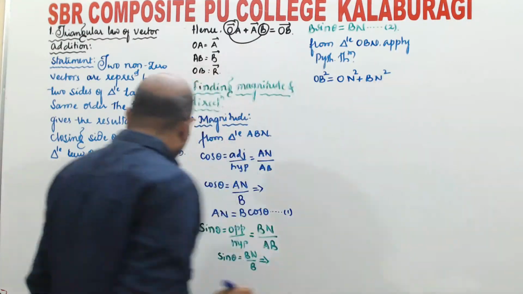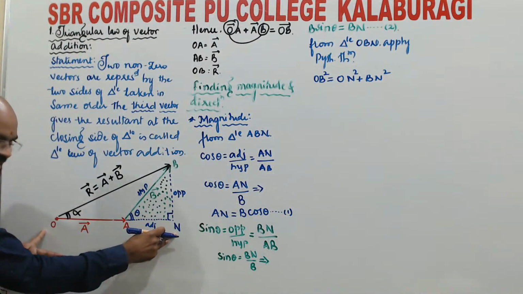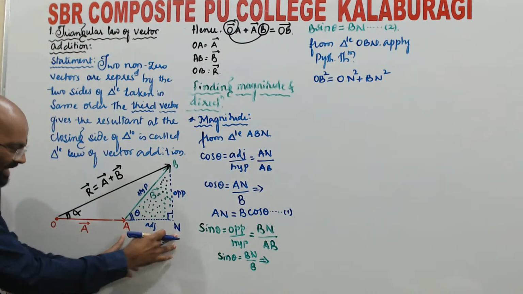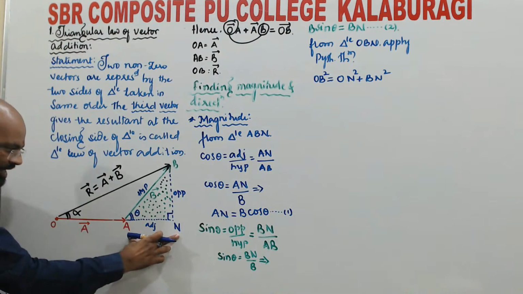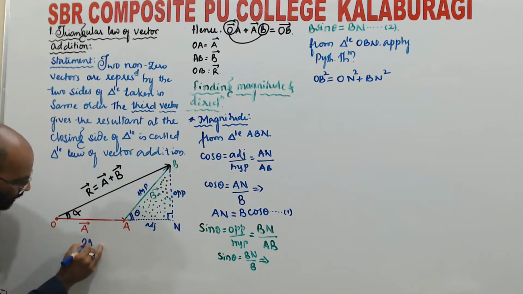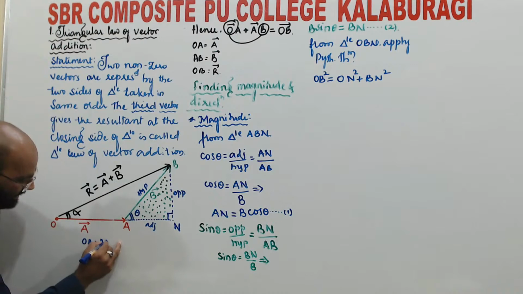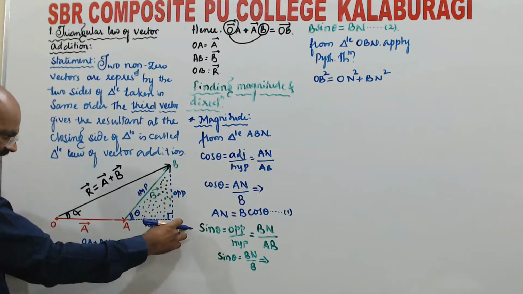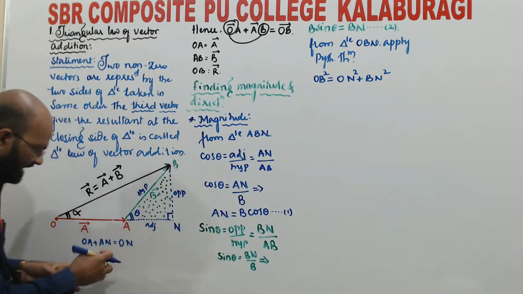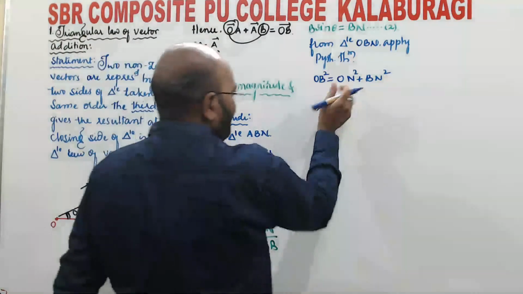BN square. You see, ON is the combination of how many quantities? Two quantities: OA plus AN. OA plus AN gives you ON. See, ON is totally divided into two parts. One is OA, another is AN. Like this, I can write it as ON.